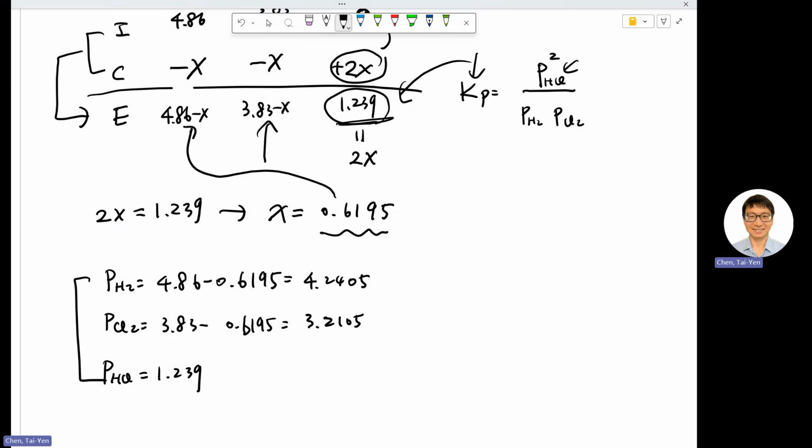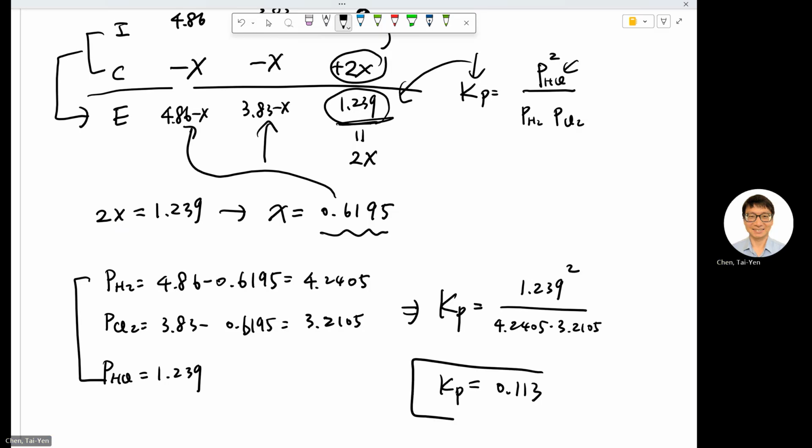Once you get these things, then you can compute your Kp, which is going to equal the product, 1.239 squared, over the reactants, 4.2405 times 3.2105. Then therefore you can get your Kp equals 0.113. Okay, that's how you solve these questions.